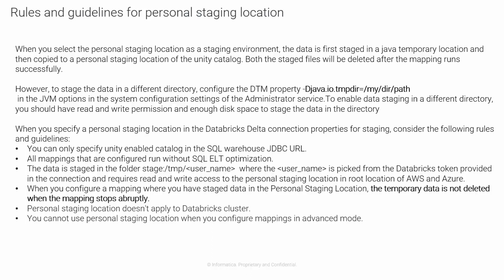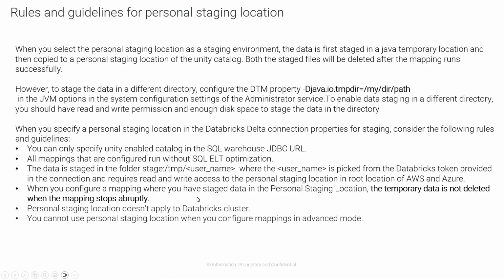The data is stored in a folder stage:/temp/username, where username is picked from the Databricks token provided in the connection, and it requires read and write access to the personal staging location in the root location of AWS and Azure. So you need to take care regarding the read and write permissions of the personal staging location. It uses /temp, and the username will be picked from the token which you have provided.